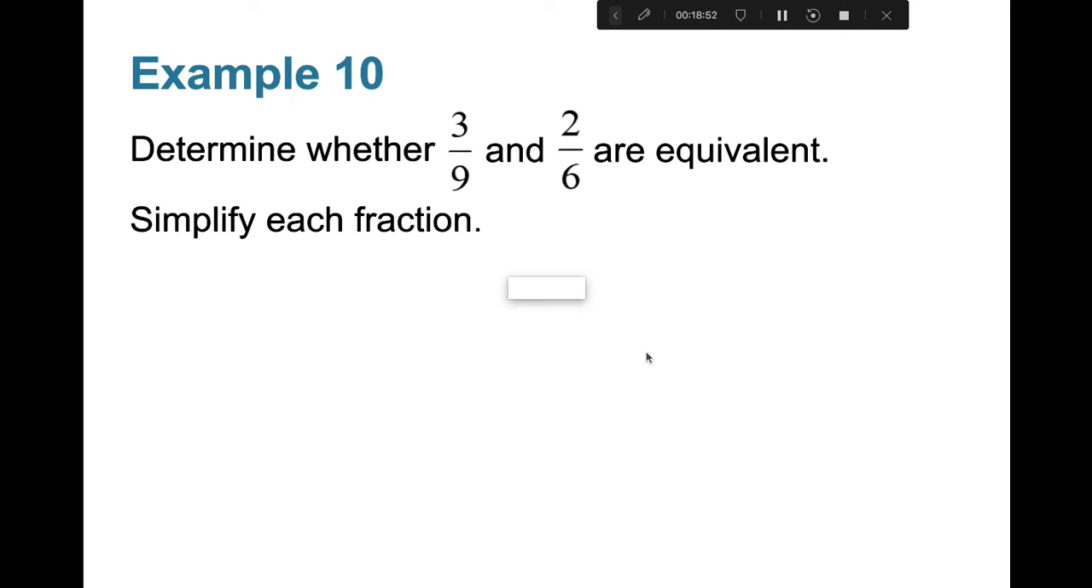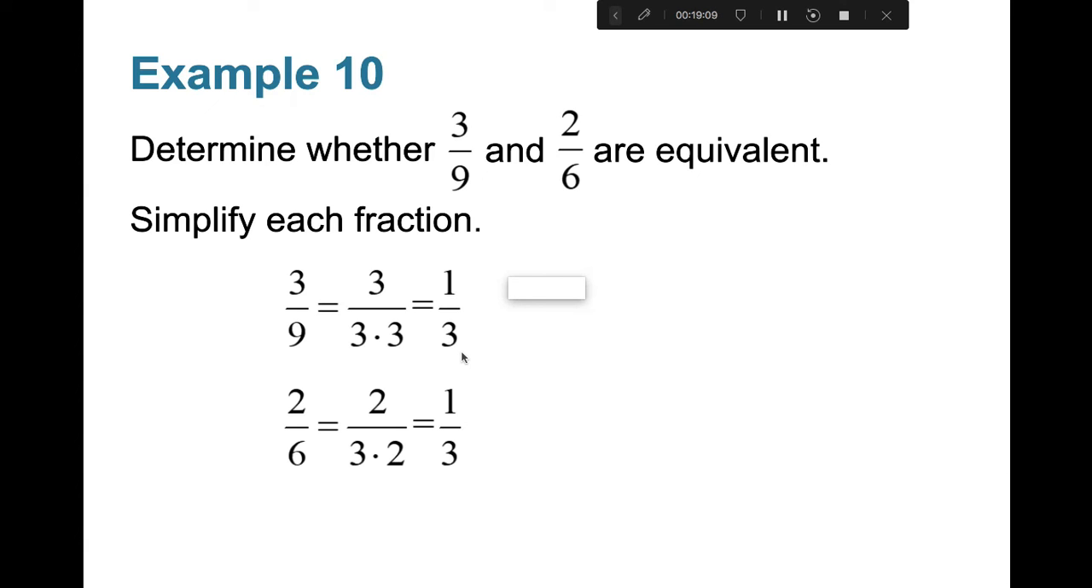Next, we're going to determine whether fractions are equivalent. Remember, equivalent means that they can reduce down to the same thing. So when we have 3/9 and we reduce it down, it becomes 1/3. When we have 2/6 and we reduce it down, it becomes 1/3.